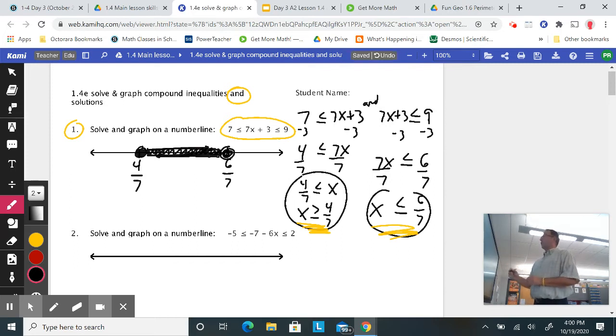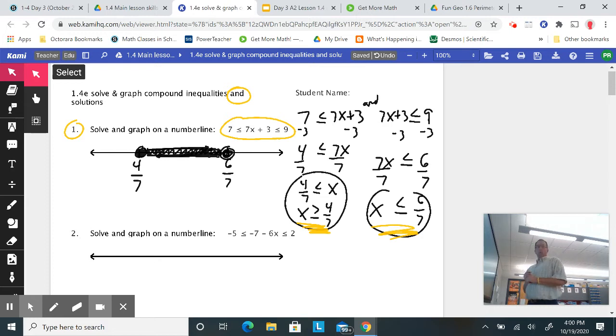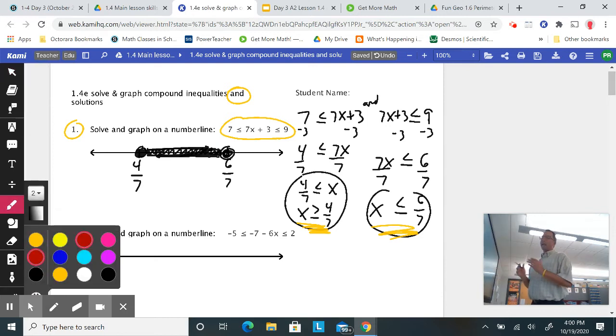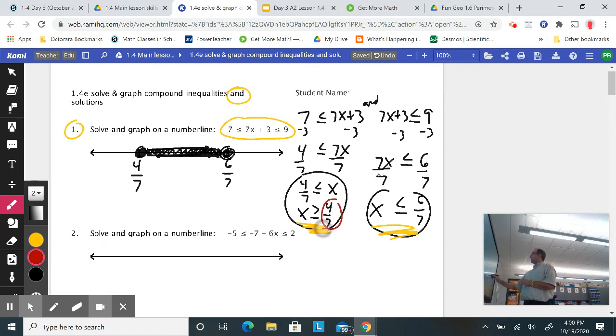Now, if you want to, and it's always a good idea to do this, you have a calculator, it's a perfect thing to do. You take your values, kind of like an equation. You would take the 4/7, substitute that in for x here, and this should equal this. And if you take the 6/7 and substitute it in for x, it should equal the 9. So you know you have the right values.